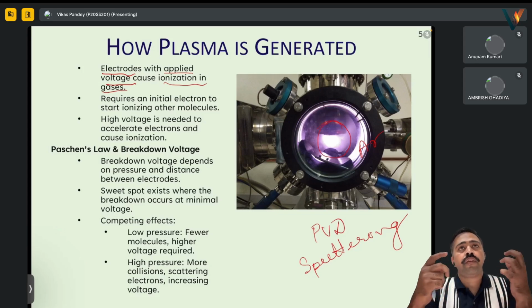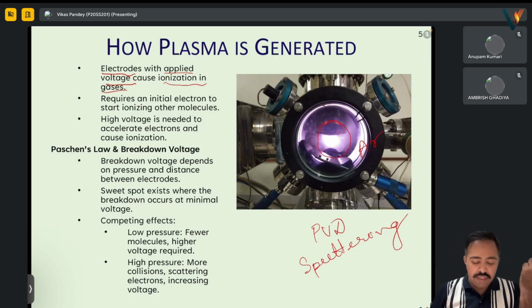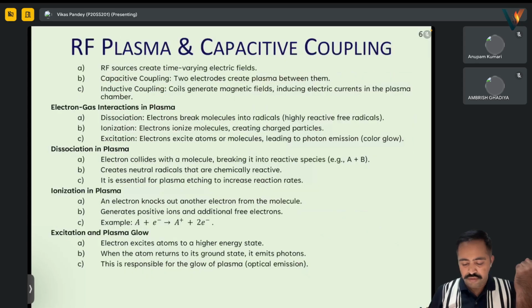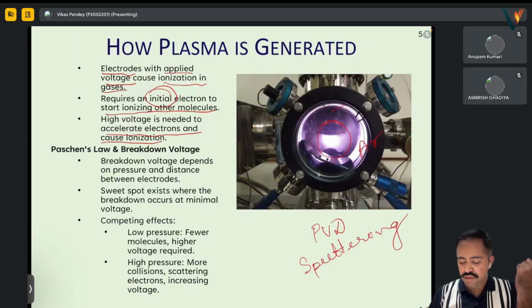So, why is it so? Because it requires an initial electron to start ionizing other molecules. High voltage is needed to accelerate these electrons and cause the ionization. Like in this case also, you will see that here it is positive, and below, from where this plasma is getting generated, there it is negative voltage.